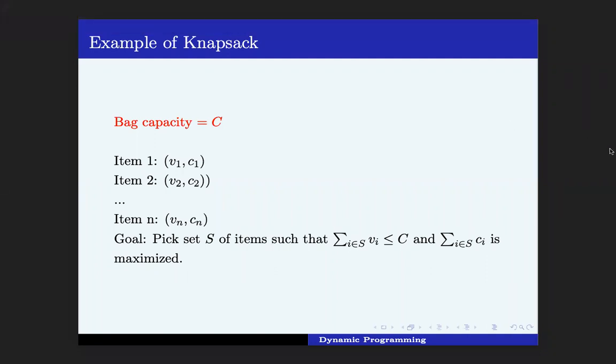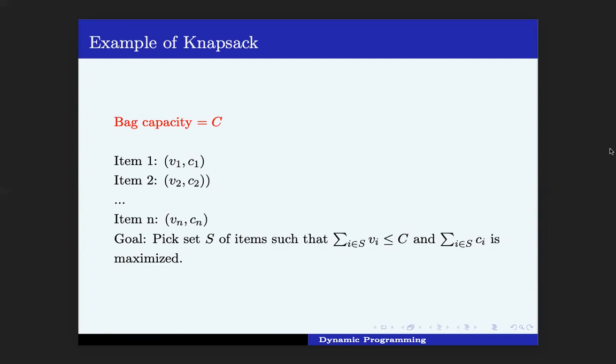Hello, did you guys make any progress? Can we do it this way? If we say D of C is the total cost collected, then D of C is the maximum of D of C minus v1 plus c1. And what is C here? You're not using the C capacity. Generic capacity X. D of X is the total.